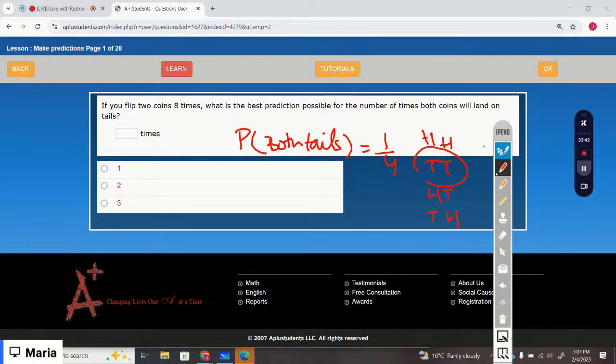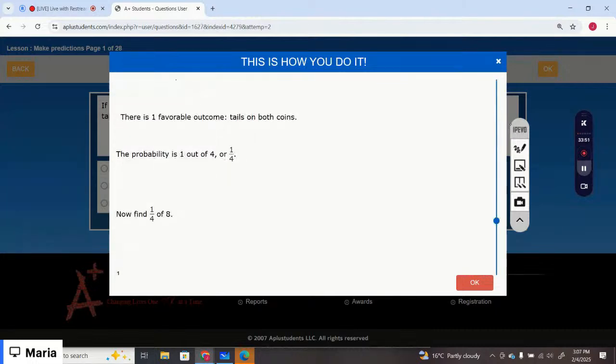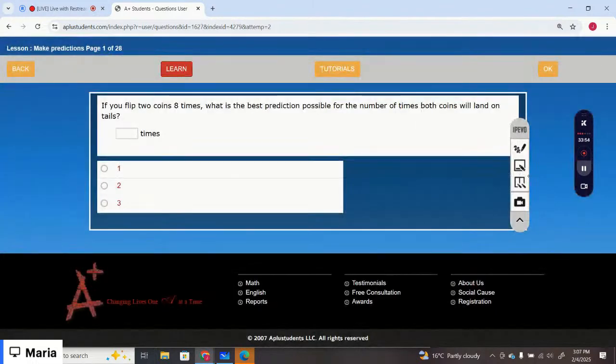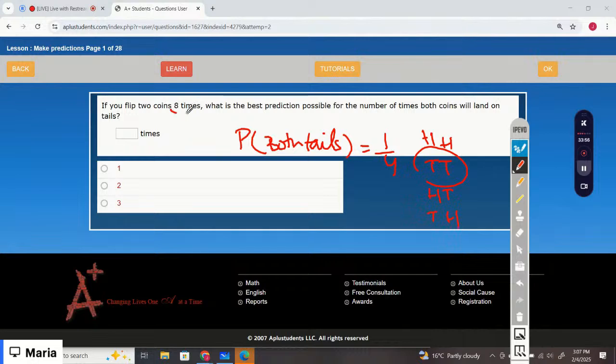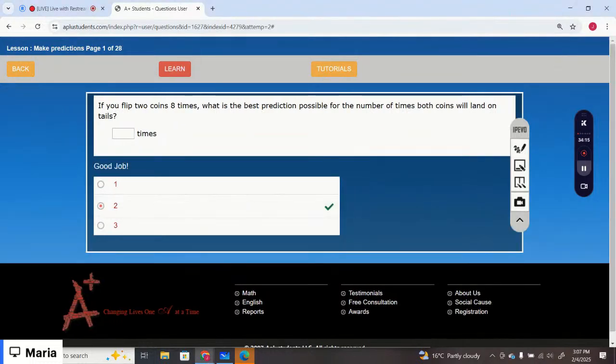Yes, you have total 4 outcomes, right? So that is one out of four. Yes, okay. The probability is 1 out of 4. Now you did that 8 times. So you have to do 1 by 4 times 8. 4 times 1 is 4, 4 times 2 is 8. So the best prediction possible for the number of times the coins will land on both tails is only 2 times. Got it?